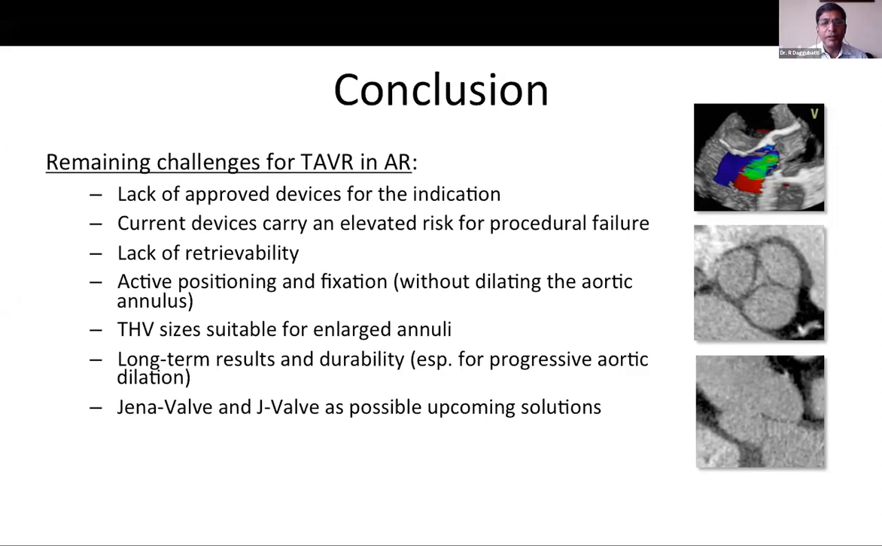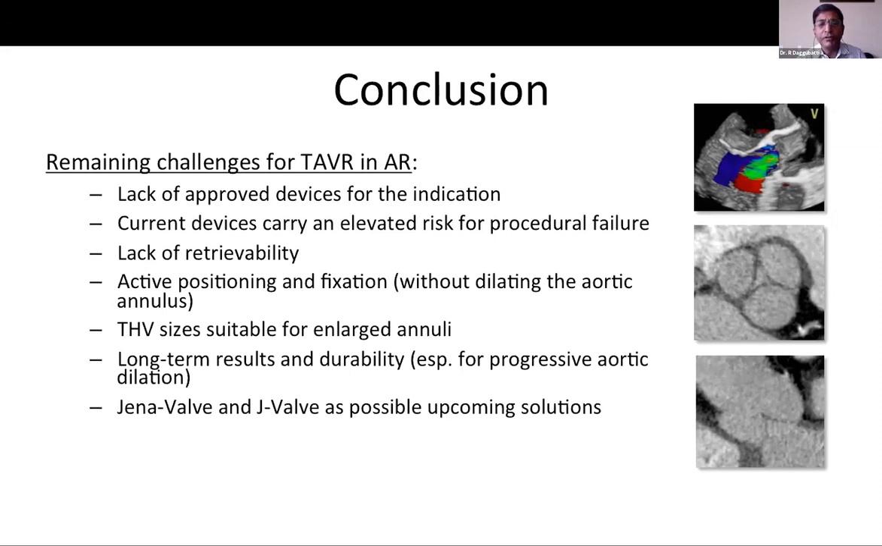a huge problem. And we are pushing the envelope at times, and I'm going to treat next Tuesday an annulus of 750 with the 29 valve, which is only actually meant for up to 640 or 680 square millimeters of annular area. So we do sometimes push the envelope, and we are going to gain more experience with these type of devices.